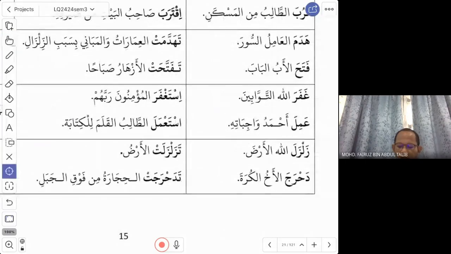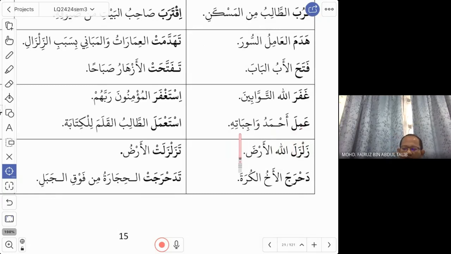The next fi'l, amila. Amila, three-letter fi'l. So this is fi'lun mujarrad. Three-letter fi'l, fi'l mujarrad. To work, or to do, depends on the context. Ahmad amila wajibatihi. Ahmad did his works, his wajibat, his duties, his obligation. You call it wajibat, something which he has to do. So Ahmad did his duties.